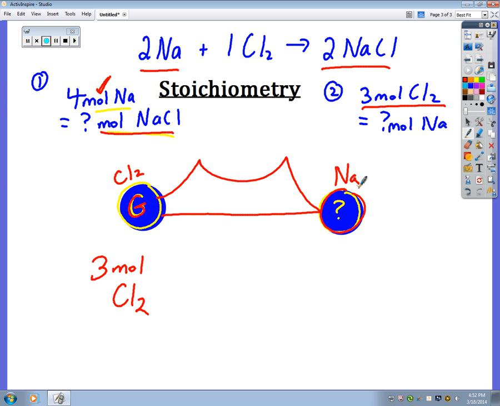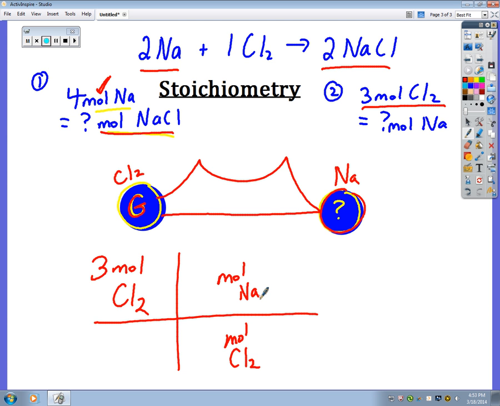What's your relationship between two different things? Your balanced equation, your bridge. I do not want moles of chlorine. I do want moles of sodium. In my balanced equation, what do I know now? I know that for every 2 sodiums, I need 1 chlorine. 3 times 2 is 6, divided by 1 is still 6 moles of sodium.